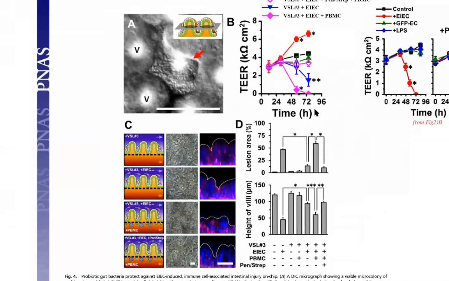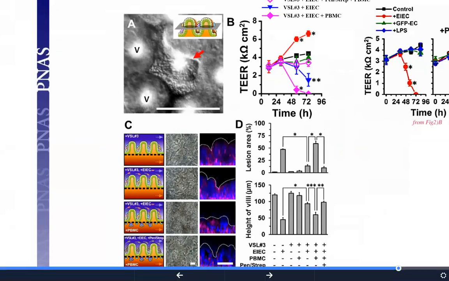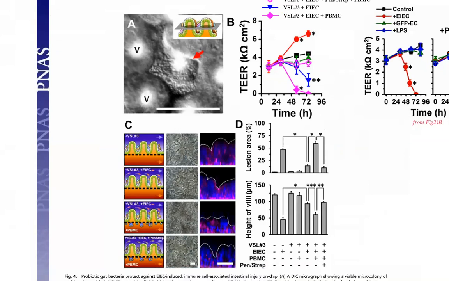So when you see this morphology change, we can see this group was basically the same as the control group, but not the EIEC plus the PBMC one.